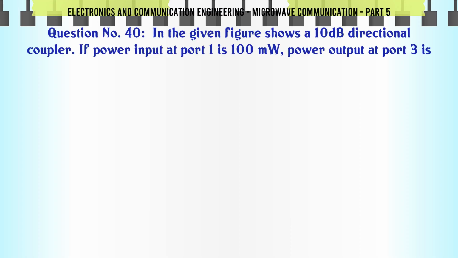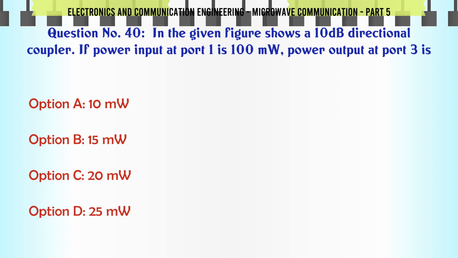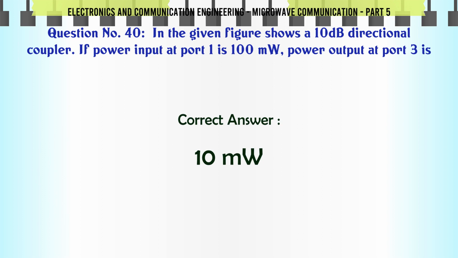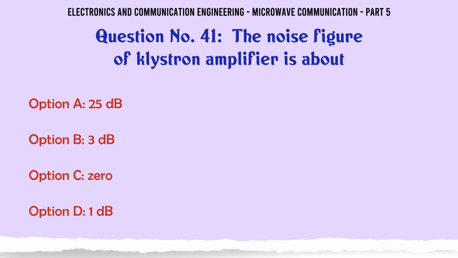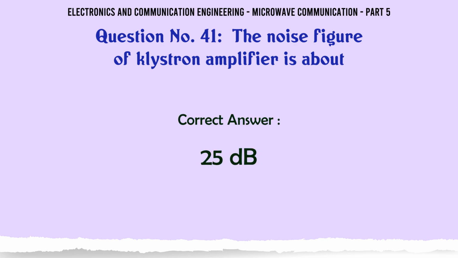In the given figure, a 10 dB directional coupler is shown. If power input at port 1 is 100 mW, power output at port 3 is A. 10 mW, B. 15 mW, C. 20 mW, D. 25 mW. The correct answer is 10 mW. The noise figure of a klystron amplifier is about A. 25 dB, B. 3 dB, C. 0, D. 1 dB. The correct answer is 25 dB.